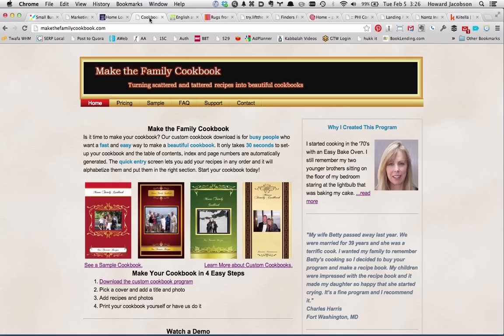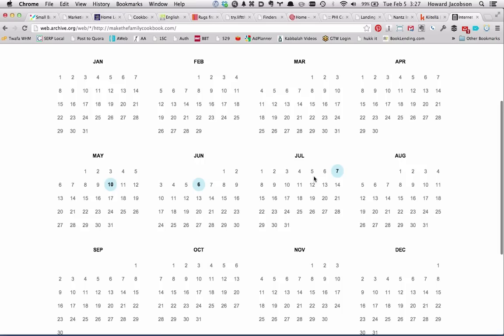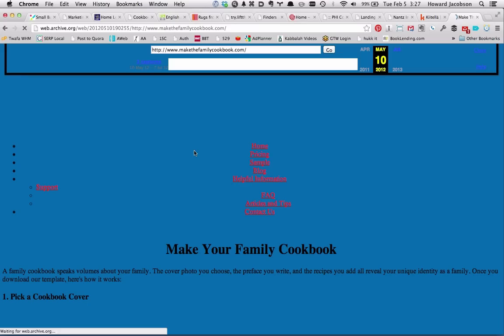It's changed dramatically. I wish I had saved some of the old screenshots, because before your book, it didn't look anything like this. Let's take a look. For folks who don't know this trick, this is the Wayback Machine. Let's see if they caught any of your old ones. Well, it looks like the oldest one is May 10th. Oh, yeah, it goes back to 2011.